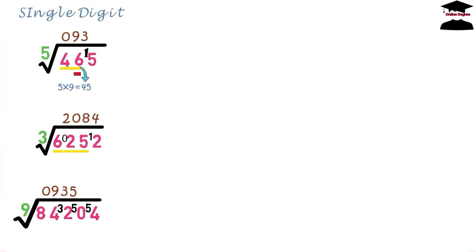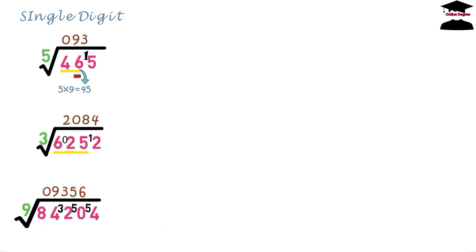And my final number is going to be the 54. Now that's easy, isn't it? 54 in the 9 times table, you know it comes at number 6. 9 times 6 is 54. And if I subtract 54 minus 54 is going to be 0 remainder. So my final answer is going to be 9356.